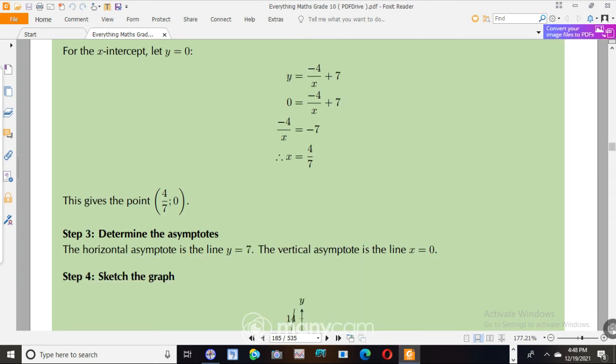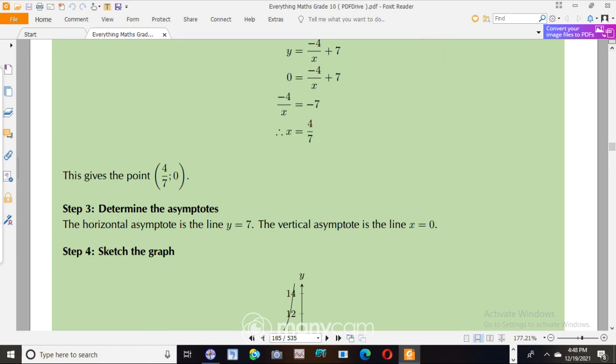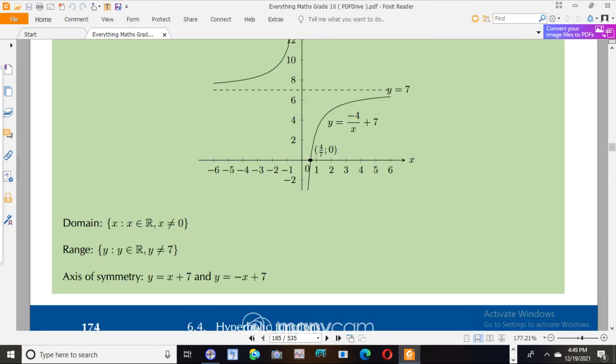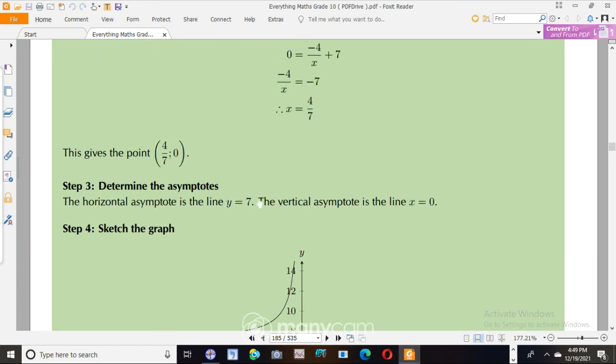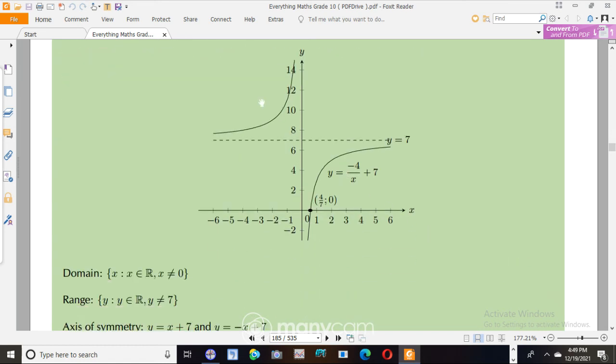Determine the asymptotes. The horizontal asymptote is y = 7, which is equal to the value of q from the equation, here q is 7. The vertical asymptote is x = 0. So sketch the graph. We can get this type of graph, negative, in the second quadrant and fourth quadrant, and we get the intercept here. So we can make a graph like this.